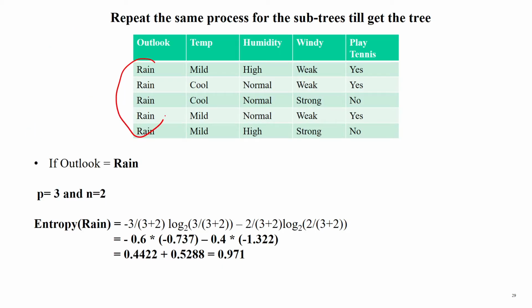So outlook equal to rain, we have three attributes: temperature, humidity, wind. Here, how many samples are positive? Three samples are positive, two samples are negative. Based on that, we calculate the entropy for the value rain, and we get 0.971.